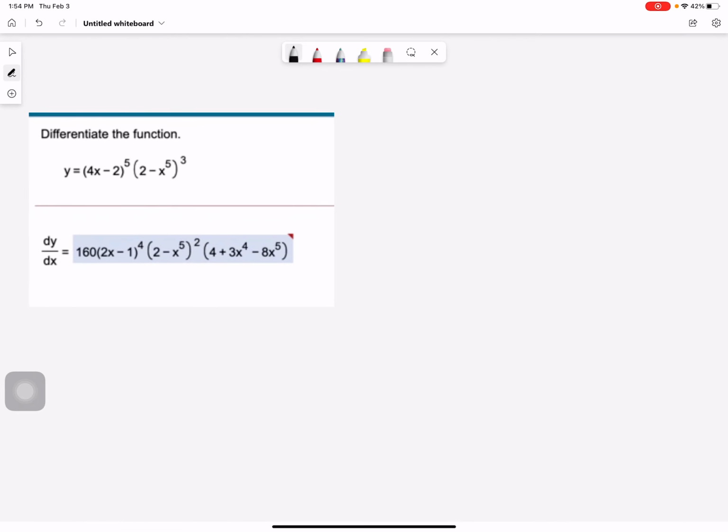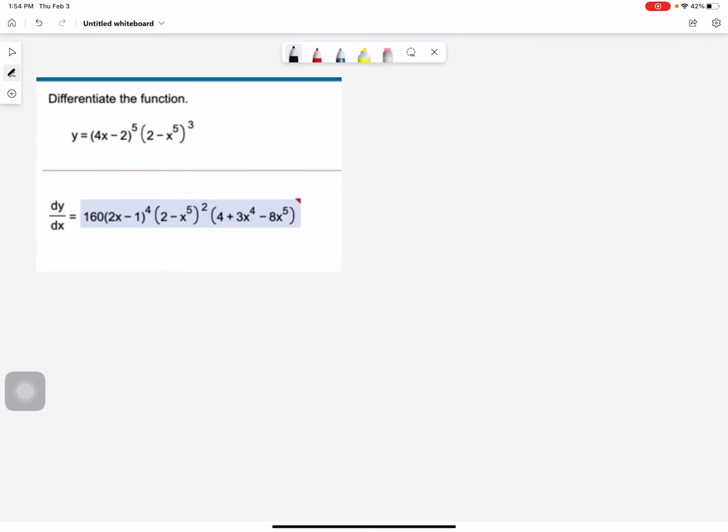All right, so this question was sent to me. If I had to assume, I think it would be from section 1.7. I can't really remember, I don't have it in front of me. But this is asking that we differentiate this function.